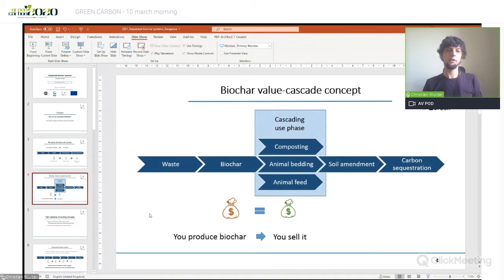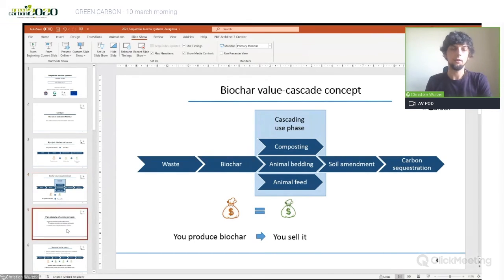And then we have another prominent concept, the biochar value cascade concept, which is the same idea, but you use biochar for more than one application. So in a cascade, for example, for composting, animal bedding, and animal feed. But on the basis, it's the same principle. You produce a biochar and then you sell it.